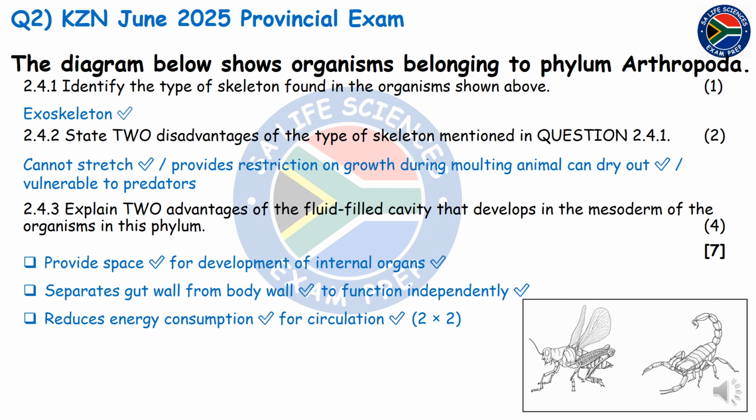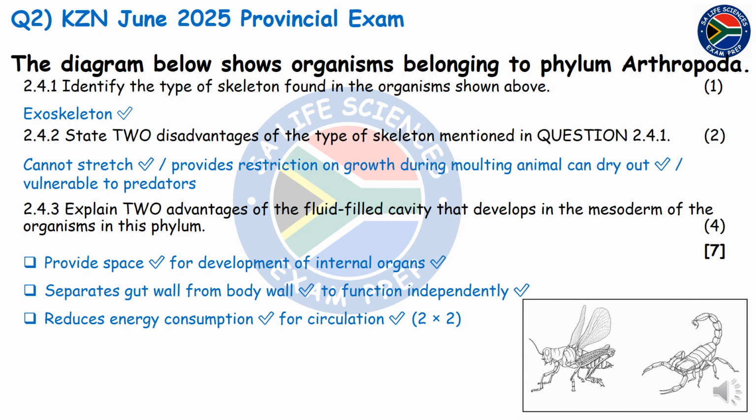2.4.3 Explain 2 advantages of the fluid-filled cavity that develops in the mesoderm of the organisms in this phylum. So, advantage number 1. For this question, we have to now explain. In the previous question, we only had to state, whereas with this question, we have to state an advantage and then explain that advantage. So, advantage number 1 is that the fluid-filled cavity provides space. Why is this an advantage? Because it allows for the development of internal organs. There you've got your 2 marks.